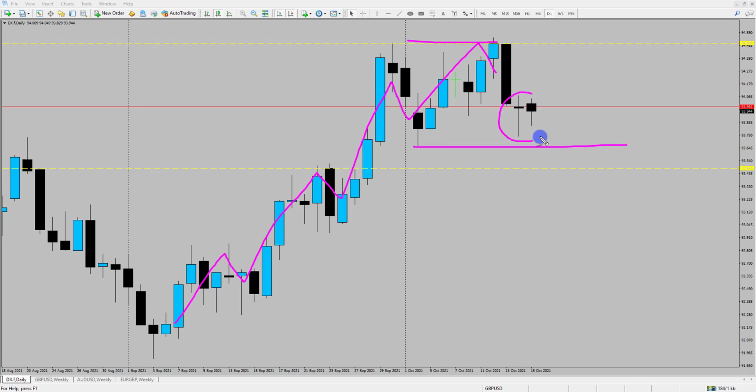However, looking at these two candlesticks, I think what we've got here is a nice low range pin candlestick. Then we've got an inside candle. So if price breaks the low of this inside candle on the daily, I think we're going to see some further downside back to at least that 93.50 area.